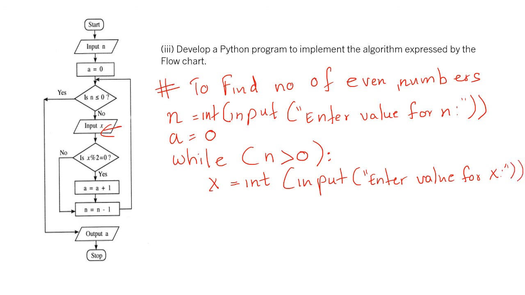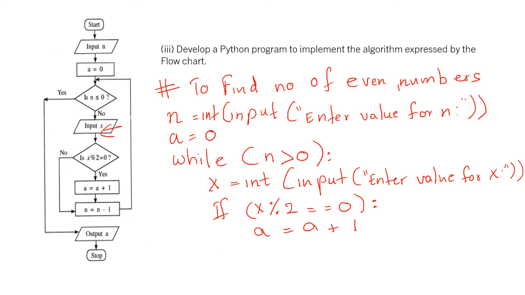The next is you are checking for the even number. So how do you do it? x mod 2 equal to 0. That means it's an even number. What you do? You add a plus 1. So if the condition is true, only then you are doing this a. That's why I indented and wrote it.